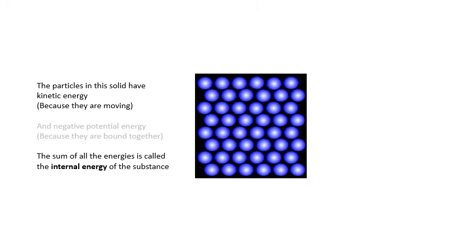Now, if each particle has kinetic energy, then the substance has what we call internal energy, and that is the sum of all of these kinetic energies. So something which is hot, like a hot cup of tea, has lots of internal energy because its particles have lots of kinetic energy. So internal energy is the sum of all the energies of the particles that make it up.